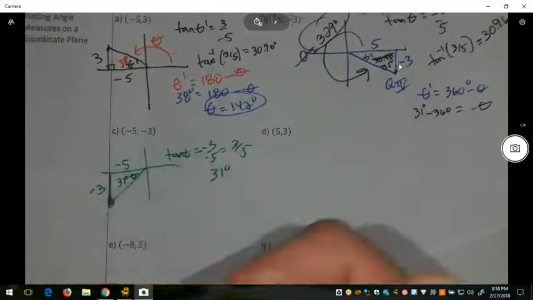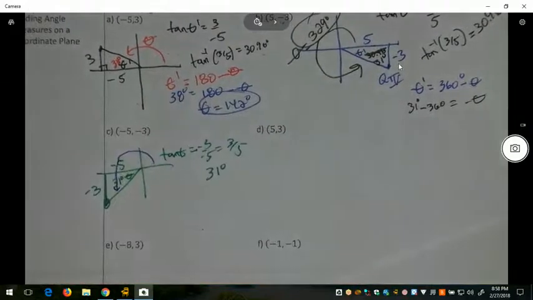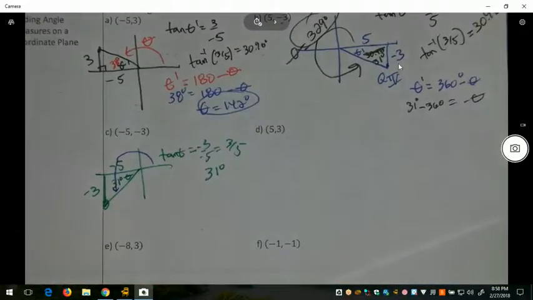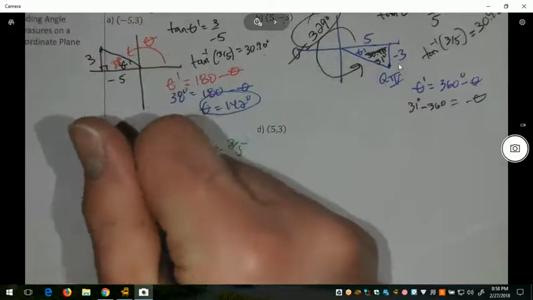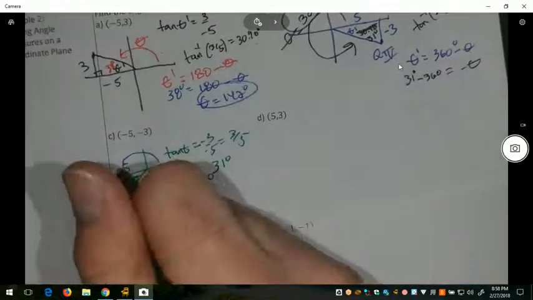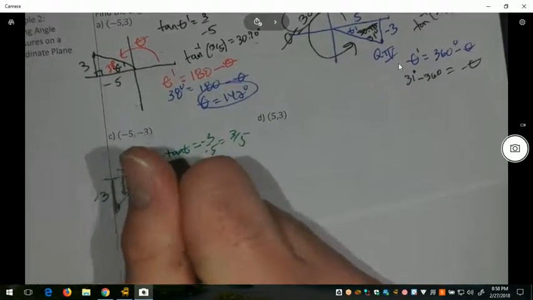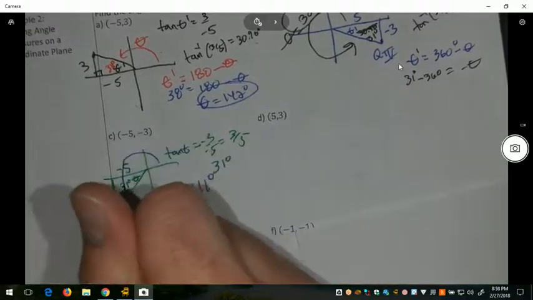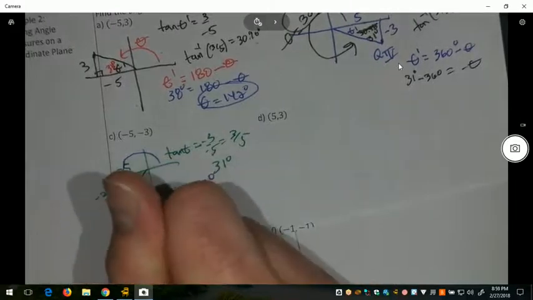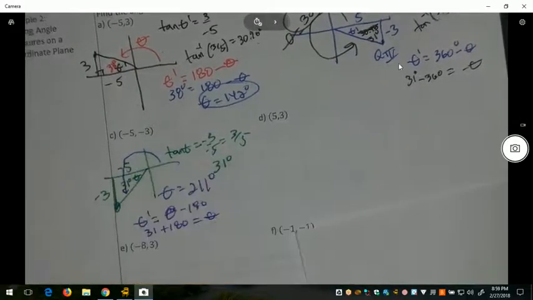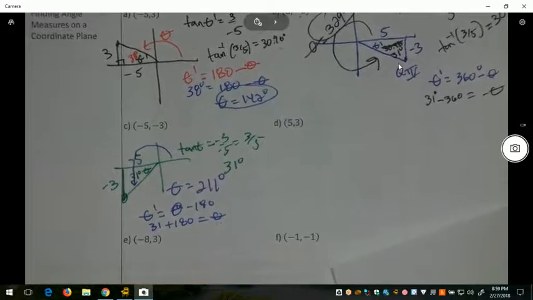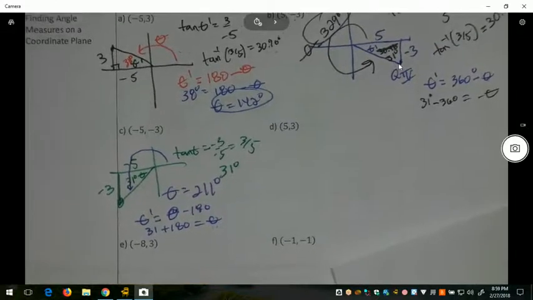What this means is that our angle went 180 degrees and then the 31 degrees. So that's 180 plus 31, which is 211 degrees. You can figure it out that way. You could also say theta prime equals theta minus 180. Well, theta prime is 31, so add the 180 to it, you get theta.